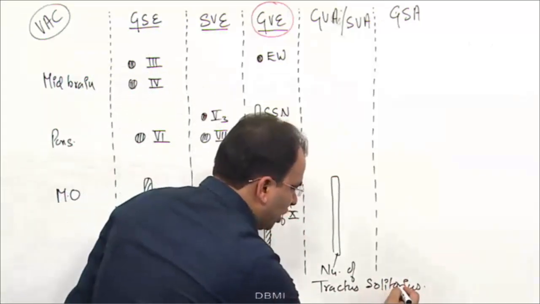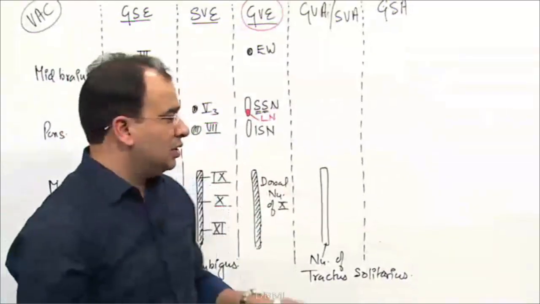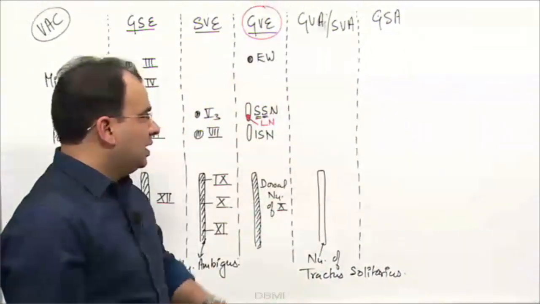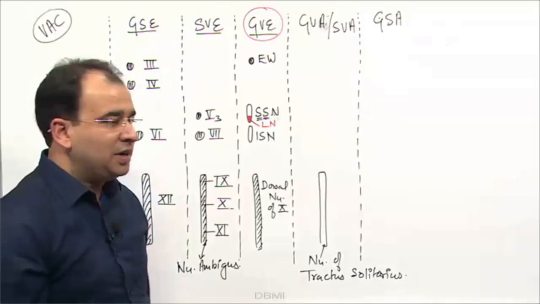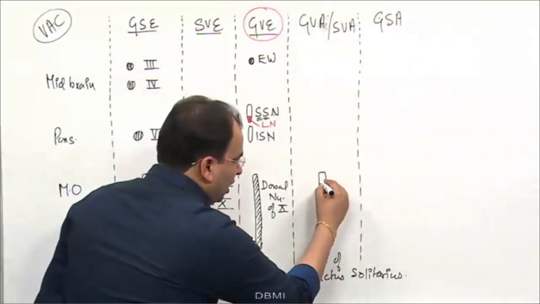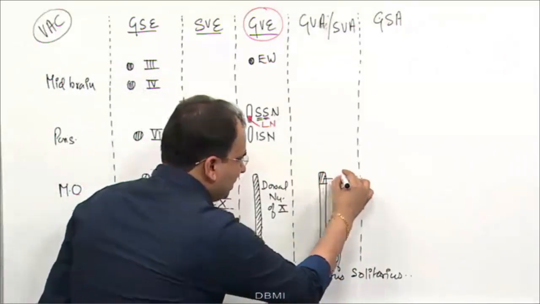Nucleus of Tractus solitarius. It's a solitary nucleus. It's the only nucleus in the entire column. That's why we call it nucleus of Tractus solitarius. And the cranial part of this nucleus of Tractus solitarius is gustatory.